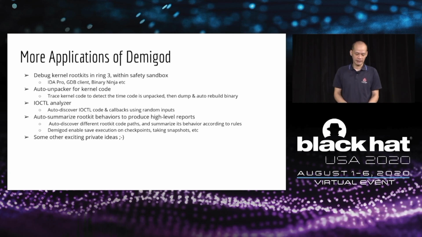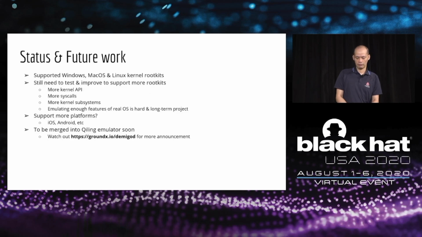Regarding the status and future work for Demigod, Demigod now already supports Windows, macOS, and Linux kernel rootkits, but there's still a lot more work in the future. We still need to test and improve Demigod to support more rootkits. So we need to handle more kernel APIs, more system calls, and more kernel subsystems. And maybe you can look forward to support for more platforms besides Windows, macOS, and Linux kernel, like iOS or Android. And we plan to merge Demigod into the Qiling emulator very soon.